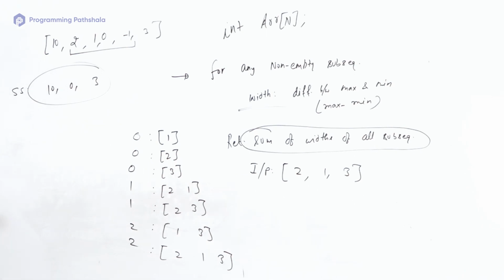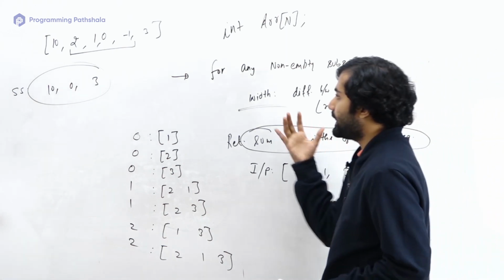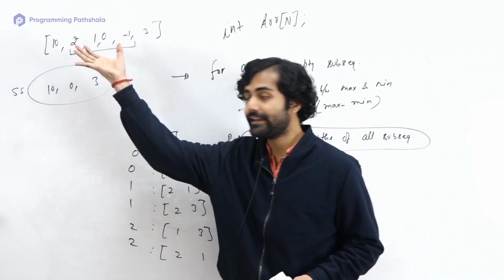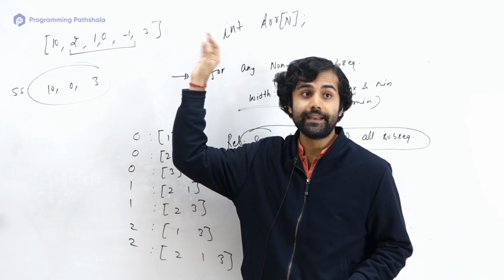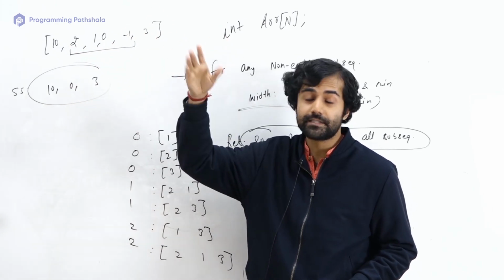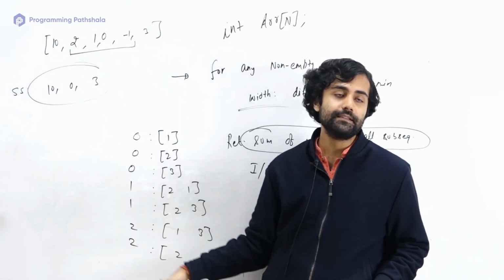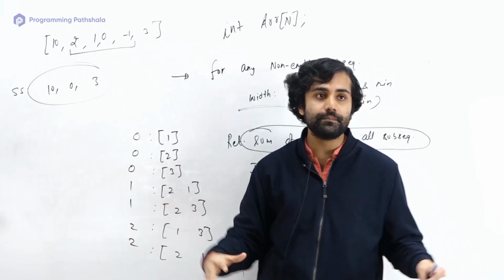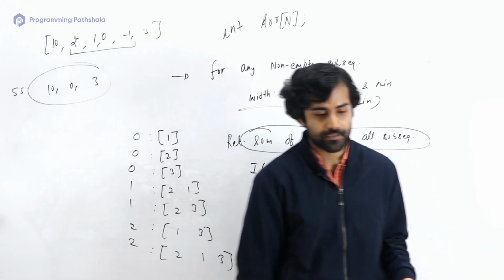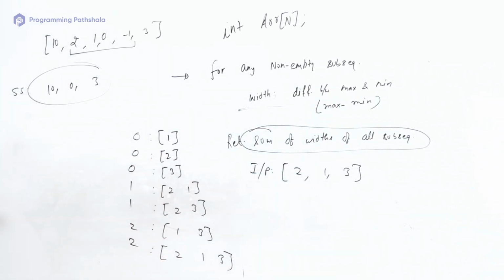Cool. So now you understand very well what the question is actually asking. It'll throw an array at you and then ask you to consider all the non-empty subsequences, which is 2 raised to power n minus 1 different subsequences, come up with their widths, add them up, and that is what I want to get. So is everyone now clear with the expected output from the given input?